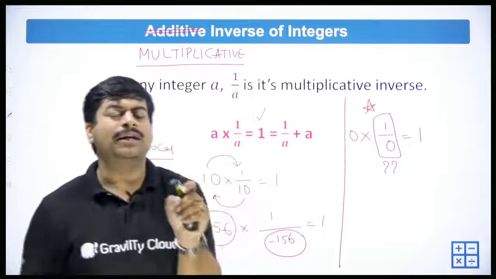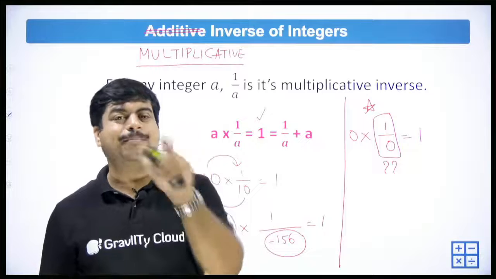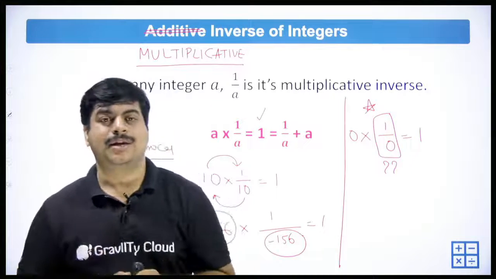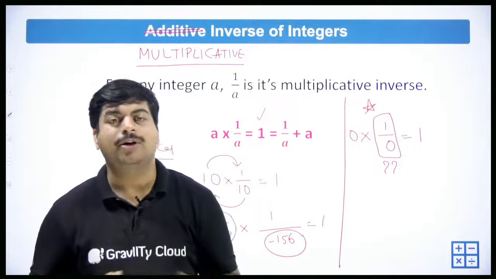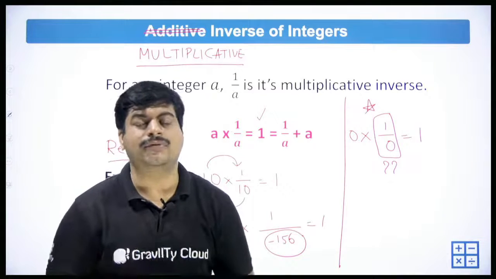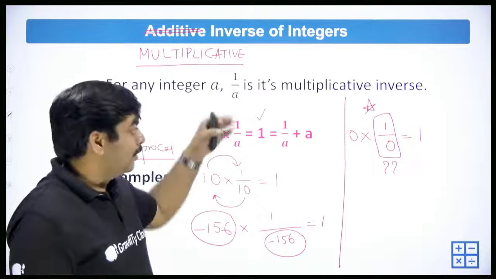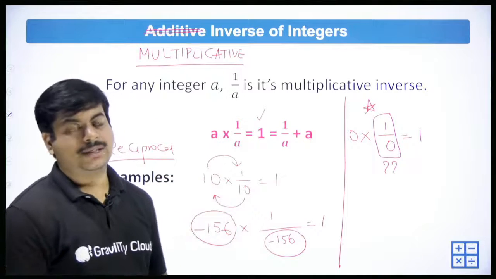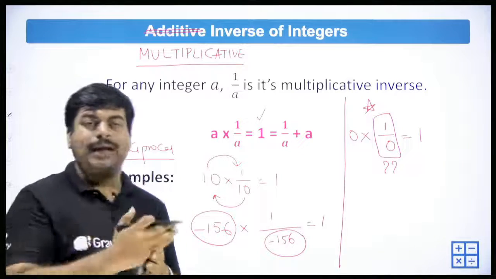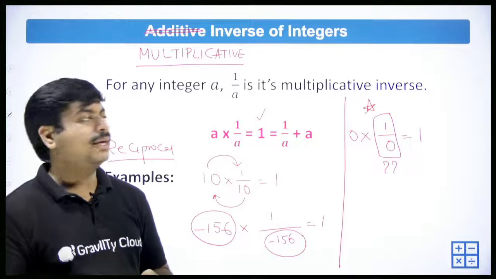The question is, what is the multiplicative inverse or reciprocal of the number 0? You should give me the answer as undefined, because you don't know which answer to keep there. 1 by 0 is not a defined number, right? So for the number 0, you cannot find a multiplicative inverse. For every other number A, it is 1 by A, and they are reciprocals, or multiplicative inverses.